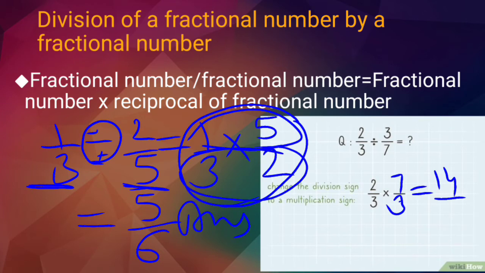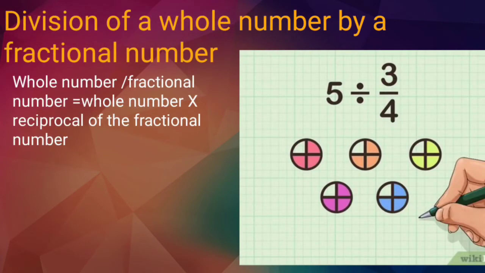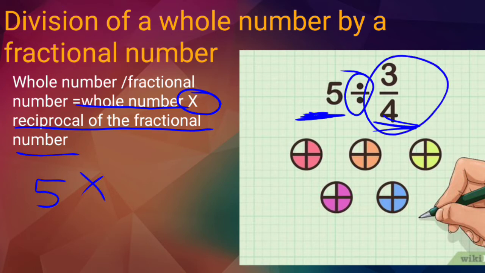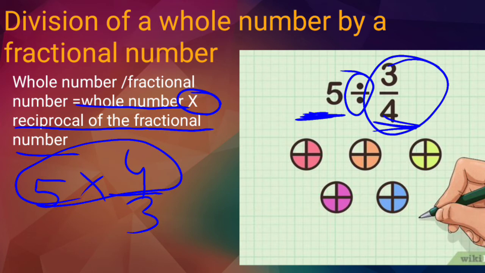Now move to the next property without wasting time. The next property says division of a whole number by a fractional number. What will you do when dividing a whole number by a fractional number? I'm taking the same example. You write the whole number as it is, change the division sign to the multiplication sign and take the reciprocal of the fractional number, 3 upon 4, which becomes 4 upon 3. Then simply multiply numerator with numerator and denominator with denominator. So it becomes 5 fours are 20 upon 3.